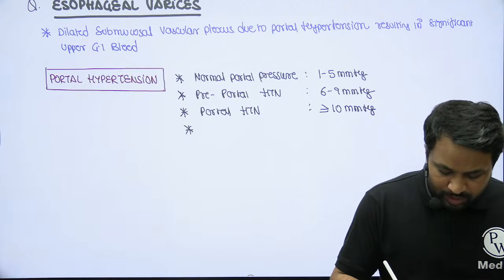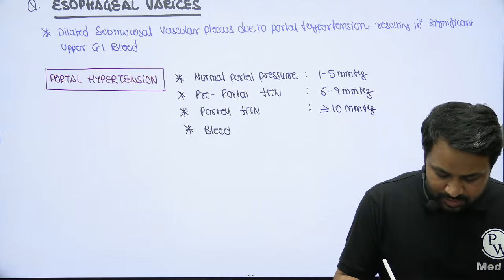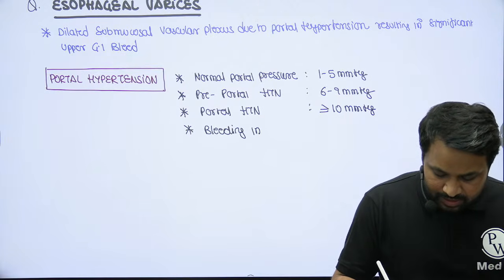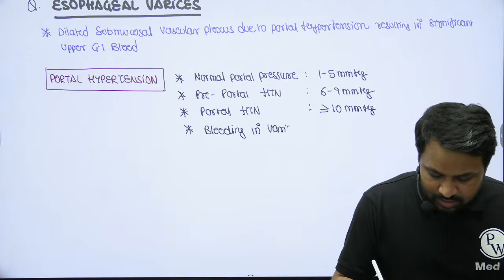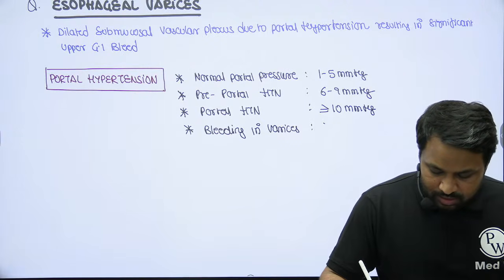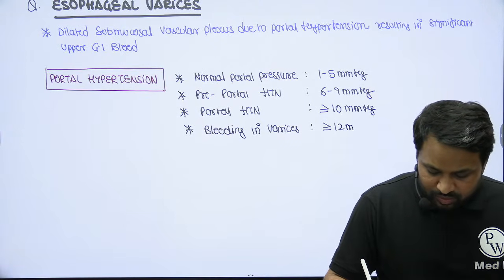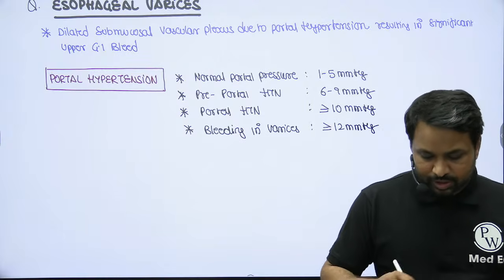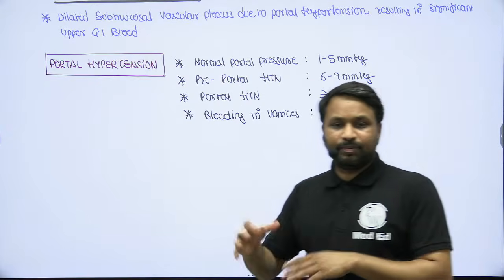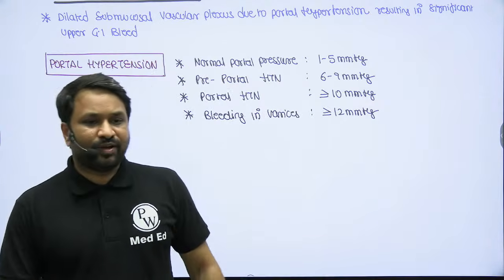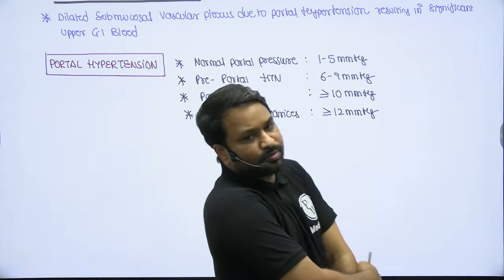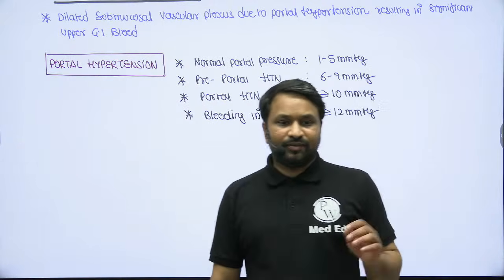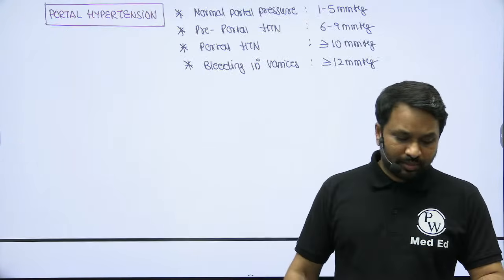So when would you have bleeding in esophageal varices? Bleeding in varices occurs when there is more than or equal to 12 millimeters of mercury pressure. Right. So these are the pressures that you remember. The normal portal pressure is 1 to 5, pre-portal is 6 to 9, portal hypertension is more than or equal to 10, and bleeding in the varices occurs when there is more than or equal to 12 millimeters of mercury.